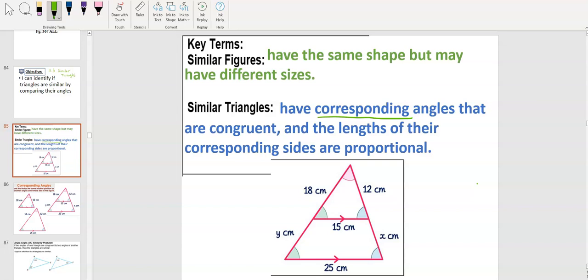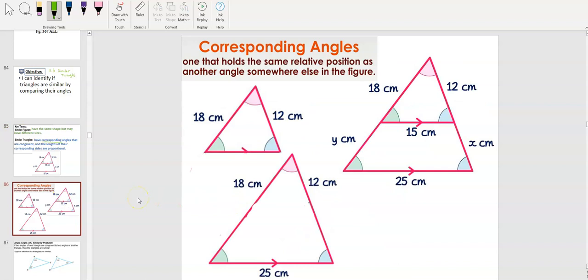And I will pop up a slide here to talk a little bit more, but basically it's like that same general location. So in this image, the colors are corresponding. So this green corner of the smaller triangle and this green corner are corresponding. And we know that because this little arrow means that these lines are parallel. So you can think of the sides of this triangle as transversals that are cutting through these parallel lines. And so we can think of that same thing that we did before with the parallel lines and the transversals and looking for corresponding angles. So again, corresponding angles are ones that hold the same relative position as another angle somewhere else in the figure.